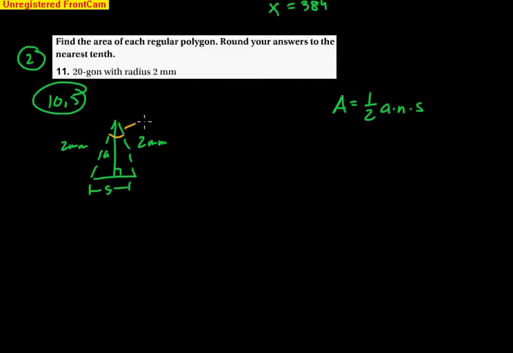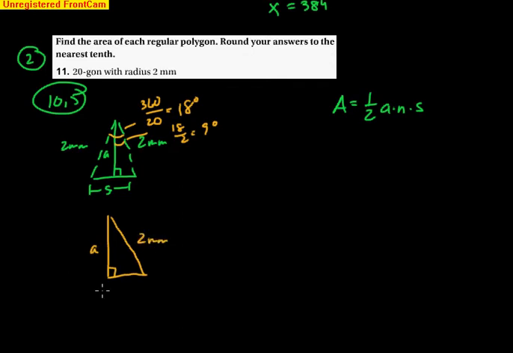First, the central angle. To find the central angle, 360 divided by the number of triangles, the number of sides, that's 20. 360 divided by 20 comes out to be 18. But then I only want half of it because I want to work with this right triangle. 18 divided by 2 is 9 degrees. We're going to be working with a 9-degree angle. So I'm going to draw this triangle down here, make it a little bit bigger. Here's my apothem. This is my 2 millimeter radius. And this is half of S, so I'm going to call it X. Remember, we'll find X and then double it to find S. And this angle right here is 9 degrees.